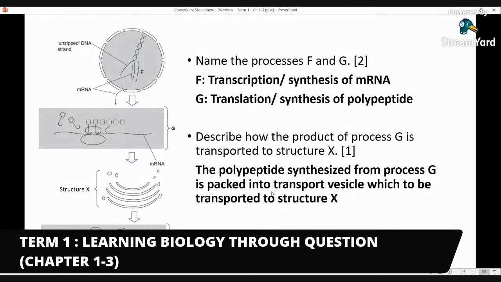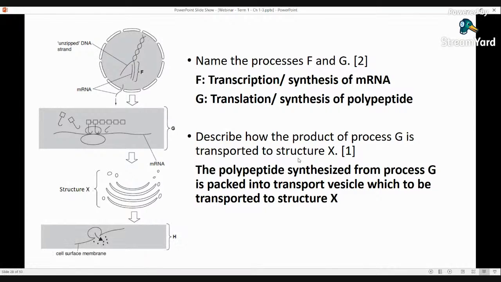The next question, name the processes F and G. Process F is transcription. If you don't know what transcription is, you can write synthesis of mRNA. And G is translation, or synthesis of polypeptide. Next question, describe how the product of process G is transported to structure X.